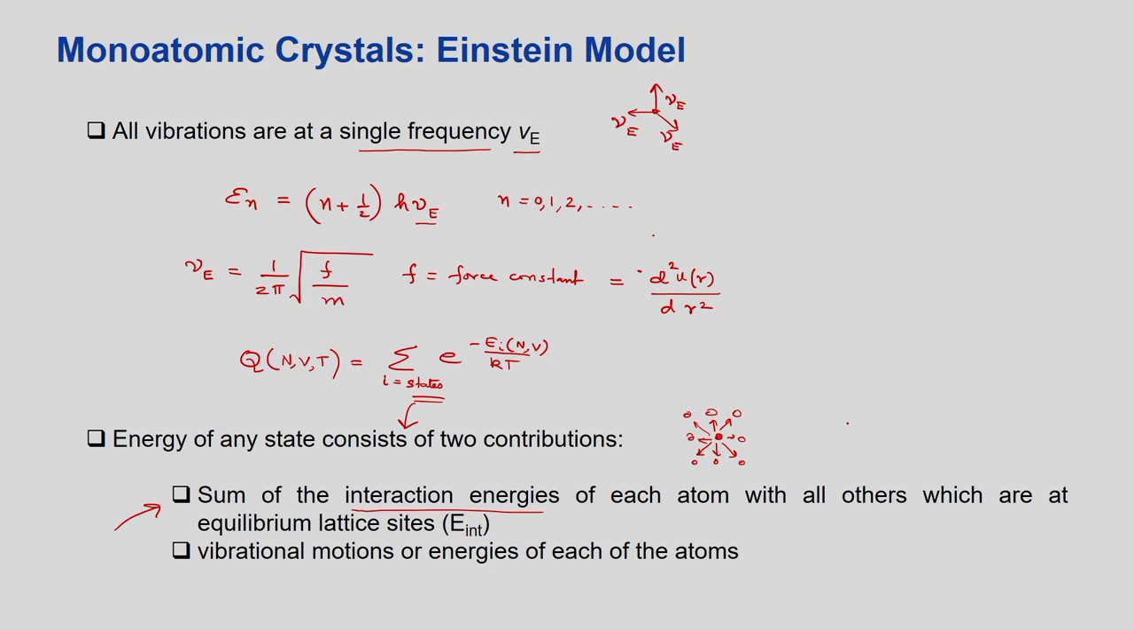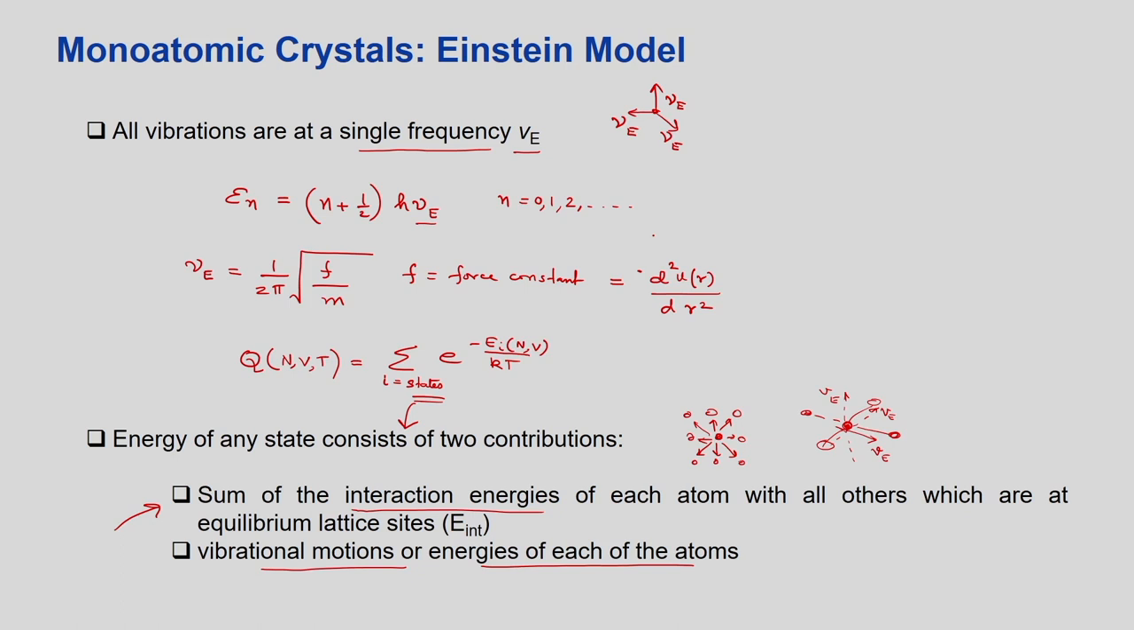If I draw it in a three-dimensional nature, suppose this is a central atom and these are the neighboring atoms. The central atom can vibrate across this direction, across this direction, and it can also vibrate across this direction, with the Einstein frequency. So there will be vibrational motions and energies associated with this vibration. So you have two interaction energies, one is the fixed one, which is due to the nearby atoms fixed at their lattice sites, and a vibrational motion due to the vibrational nature of the atom considered.